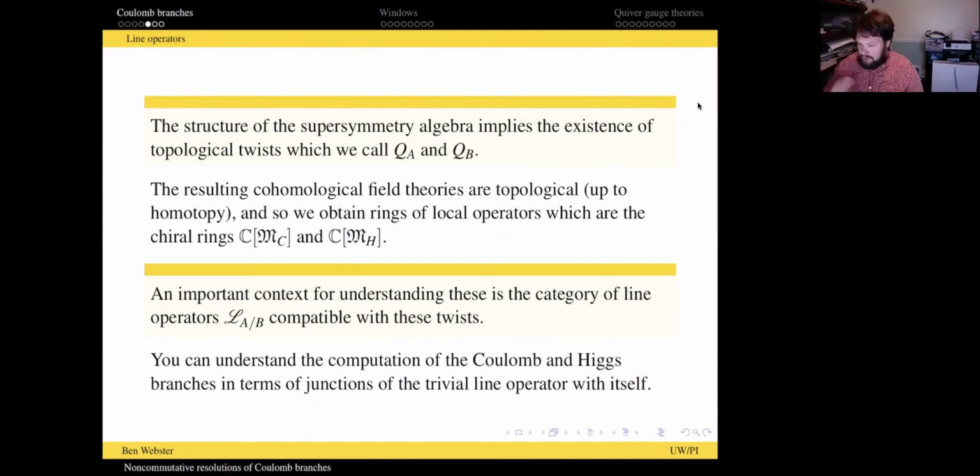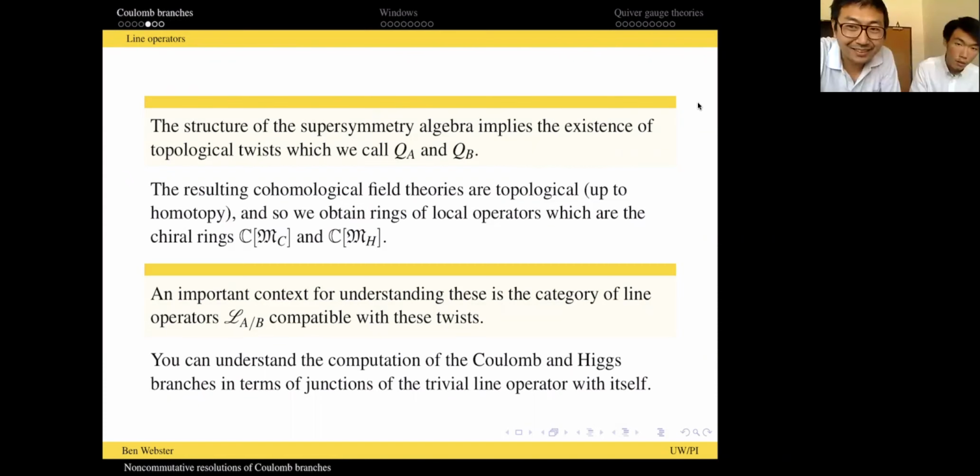When you do these twists, the rings of local operators will be the chiral rings of the Coulomb branch and the Higgs branch, respectively. So lots of questions and constructions involving the Coulomb branch or the Higgs branch, you can really think of as constructions in these topological twists of the theory, the A side or the B side.